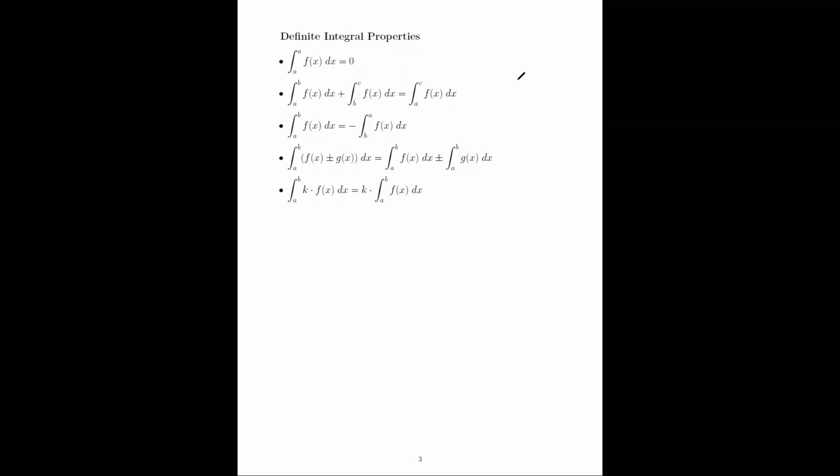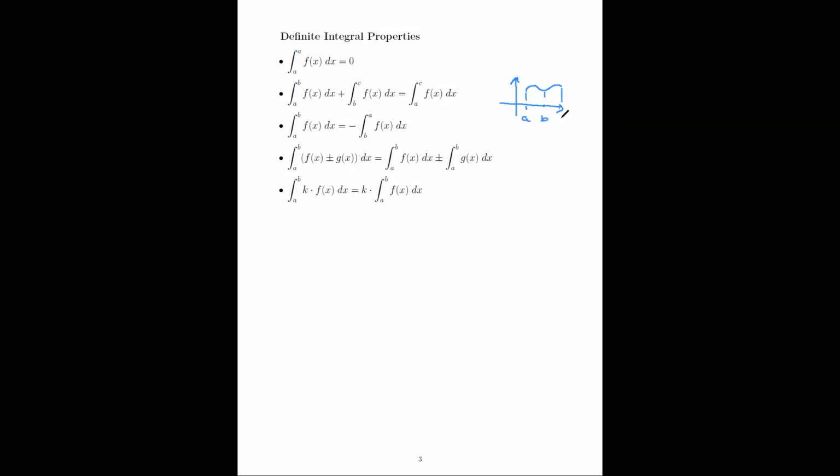This next one is saying I can think of my function. So let's say here's my function, a, b, c. I can think of this area under the curve either as an entire piece from a to c, or as 2 pieces, one from a to b and one from b to c. So even if I divide it in half, if I add up the areas of those halves, that'll give me the area of the whole. So this is not that surprising.